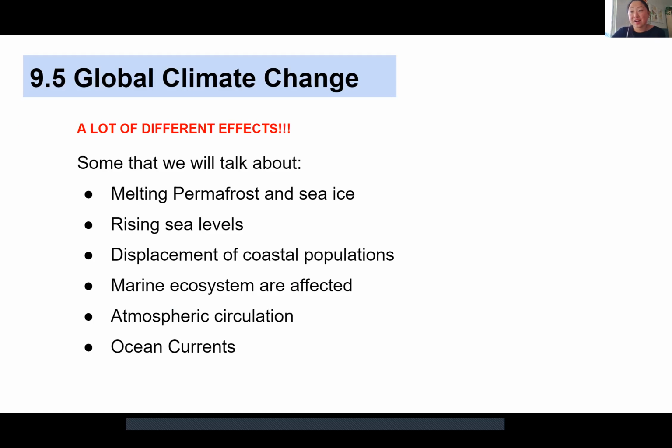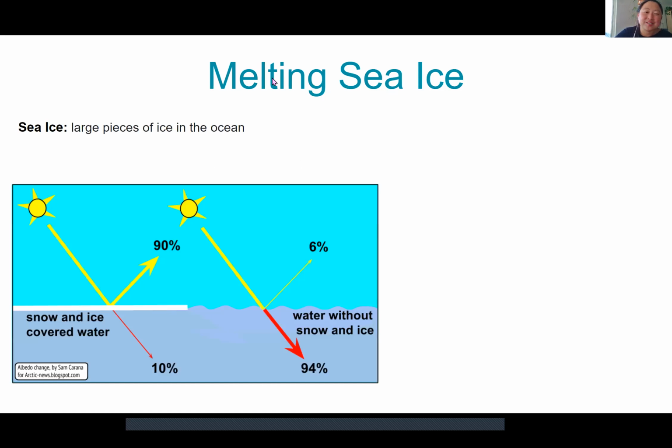That is such a small fraction of what global climate change really is. But to start with, melting sea ice. Sea ice is just large pieces of ice in the ocean that exist in the polar regions, like I mentioned before. Sea ice serves many purposes. They're habitats, and it's a reservoir for fresh water, but one of the things also, in terms of the atmosphere, is that sea ice acts as a reflector of sunlight.